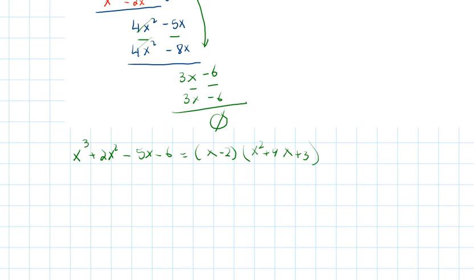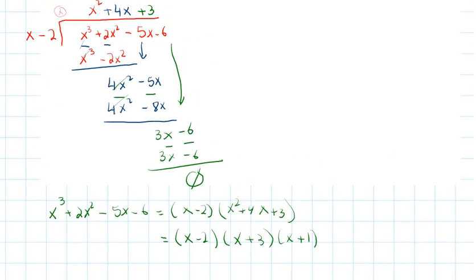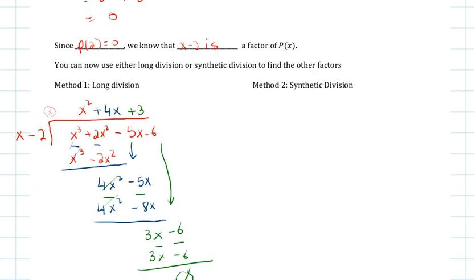So you see that the x squared plus 4x plus 3 is not factored fully, right? The question says factor fully. So now I still have to factor this, but this is a quadratic, so it's easy to factor. I'm looking for two numbers that multiply to 3 and add to 4. That's 3 and 1, right? So right away I know that I can factor this to x minus 2, x plus 3, x plus 1. All right?